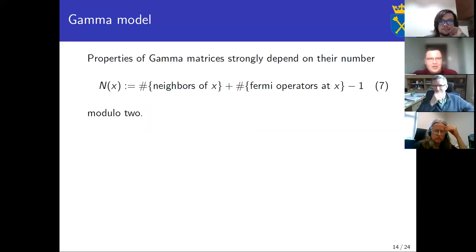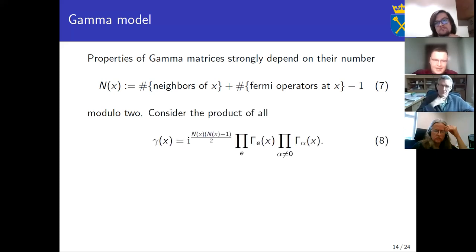Okay. So now probably everyone who has studied spinors in various dimensions knows that properties of gamma matrices strongly depend on their number, modulo 2 in particular. So this number of gamma matrices that we have at a site X is the number of neighbors of X plus number of Fermi operators at X minus 1. This minus 1 is because this alpha equal to 0 is treated in a special way.